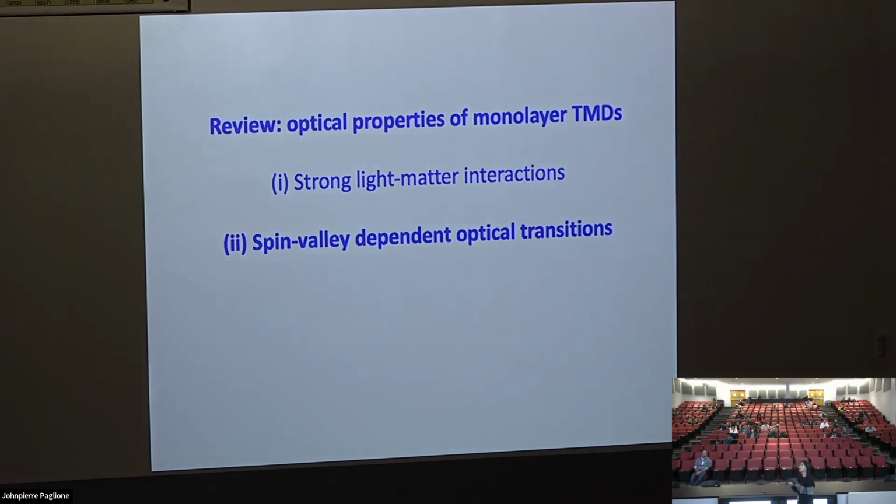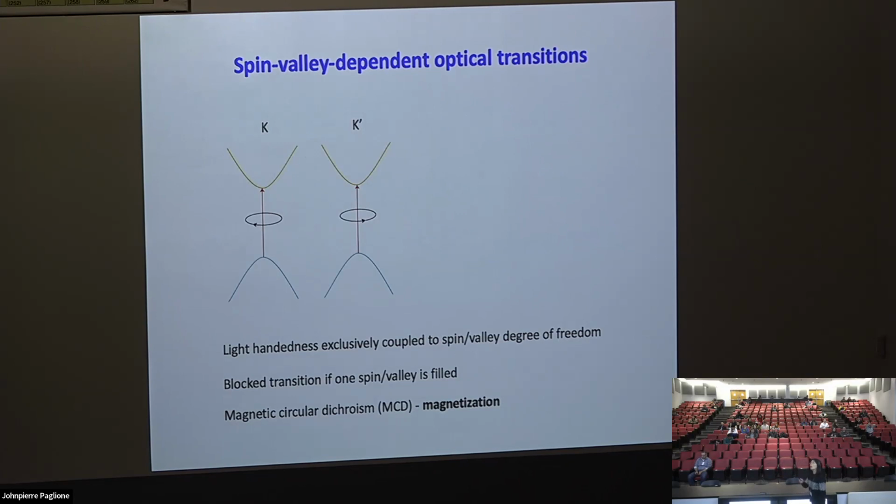So I just want to recap that we talked about strong light-matter interaction and what this can do for us to characterize these moiré materials. Now I'd like to switch gears and talk about how to characterize the magnetic properties of those materials. And for this, I would like to remind you of the spin-valley dependent optical selection rules. Okay, so it turns out that in monolayer TMDs, light handedness is exclusively coupled to the spin-valley degree of freedom.